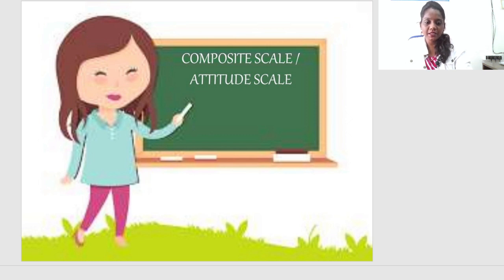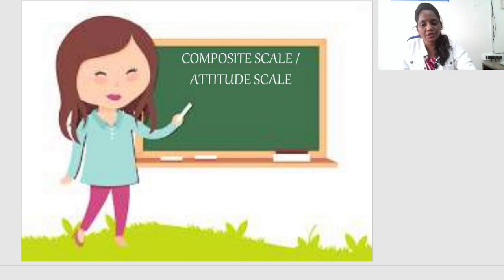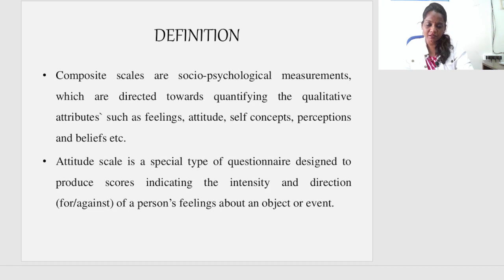So for collecting the data we see the questionnaire, observation method or interview method. These are the methods we usually use for any kind of data collection, whereas attitude scales are mostly related to psychosocial assessment. Especially these scales are used in psychiatric hospitals also, to know their beliefs, attitudes, all those things.